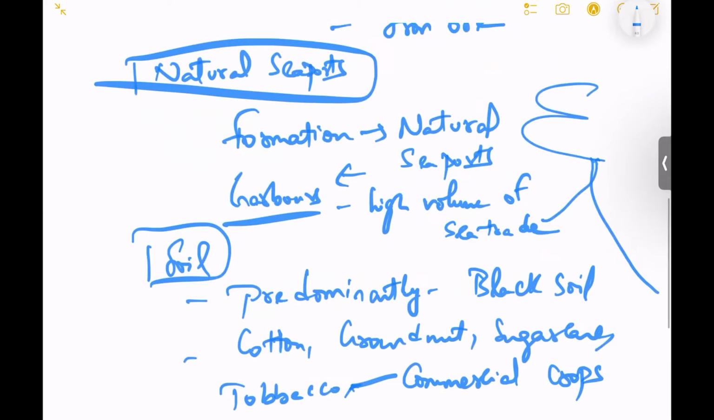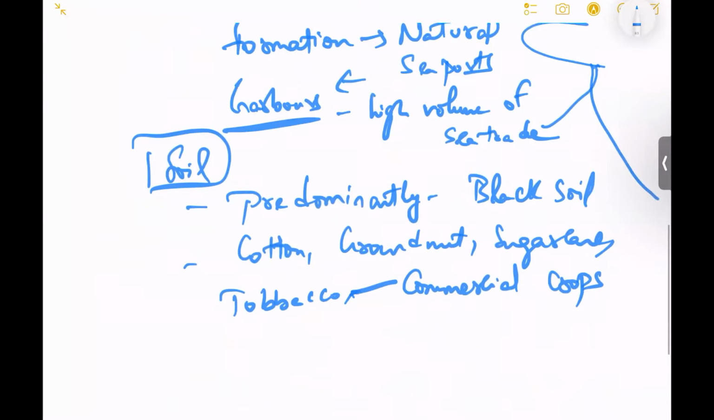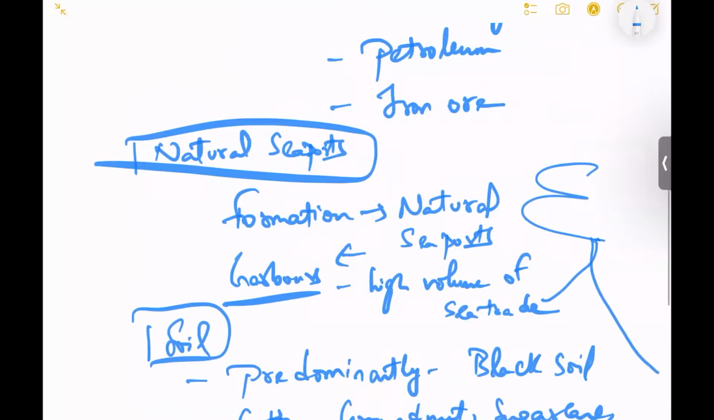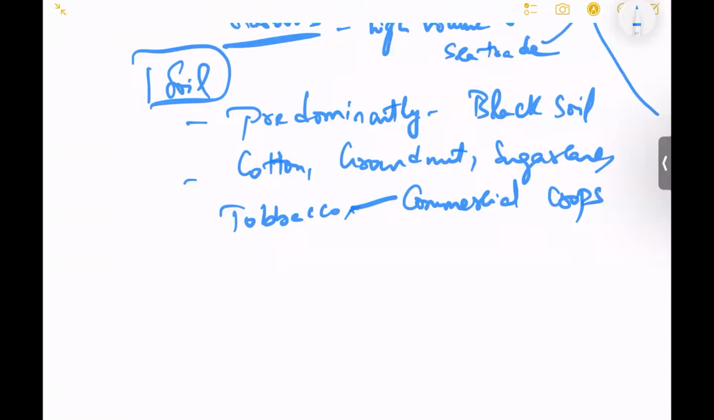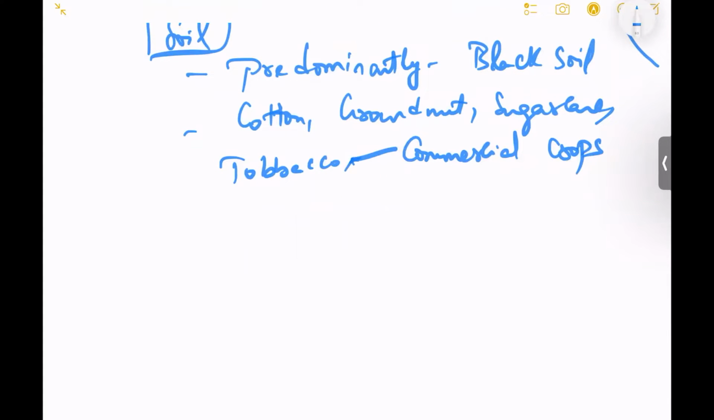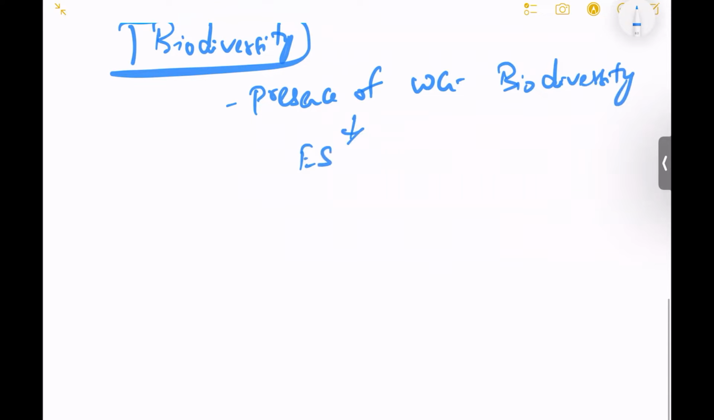We have discussed the minerals, natural seaports, then soil. We've spoken about petroleum. And then finally, what are the other natural resources? You can say biodiversity. Due to the presence of Western Ghats, there is tremendous biodiversity, which is also called ecologically sensitive zones or ecologically sensitive regions.